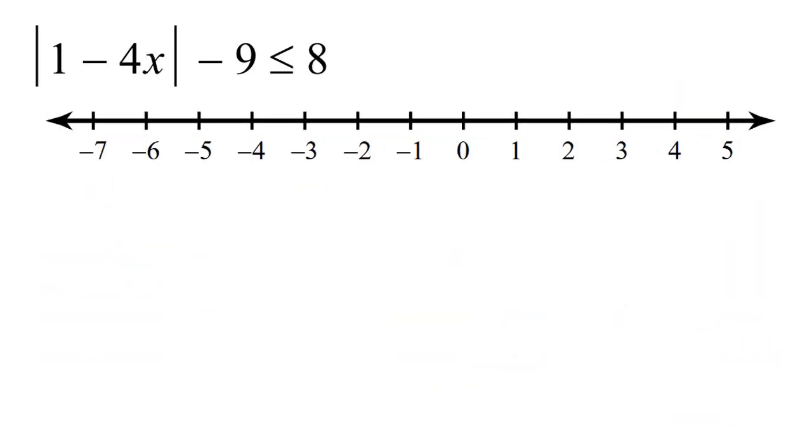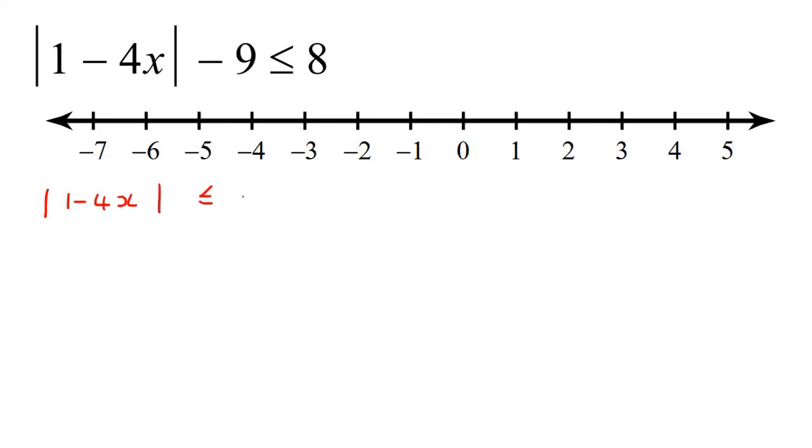Here's our last example. So is the absolute value by itself? No, it's not, because this minus 9 needs to go to the other side. Remember, when we say by itself, we want the absolute value on one side of the inequality sign by itself. Okay, so we need to get rid of that 9, so let's do that quickly.